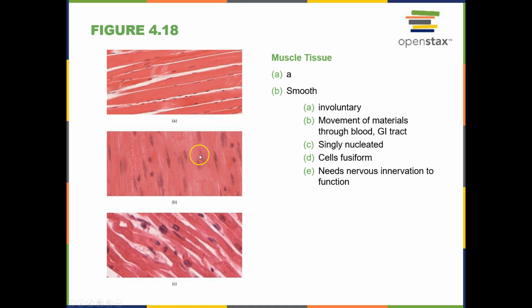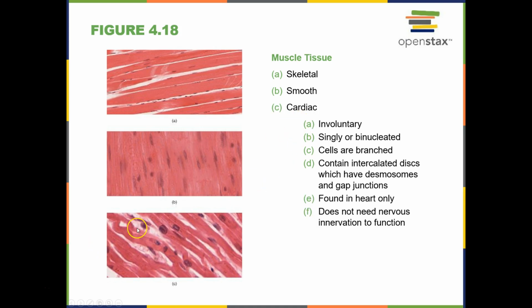It's smooth because there's no overlapping of thick and thin filaments like there is in the skeletal or cardiac muscle. Smooth muscle also is the only one of the three muscle tissues that is able to undergo normal mitotic division, so it can fix itself.